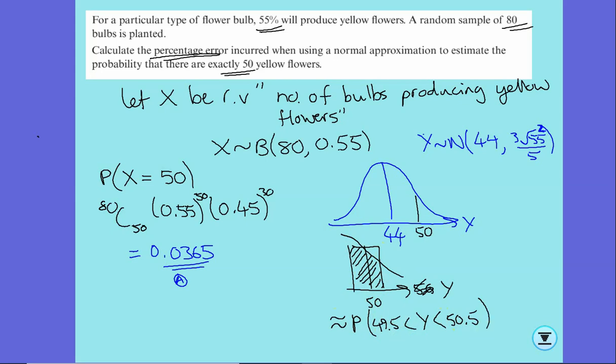Let's work this out. Menu 7, 2. You've got your lower, you've got your upper, standard deviation. I'm just going to type this bit in here, okay? So I'm just going to do 0.6 root 55. It's actually a really nice idea to store that in your calculator as well. It's roughly 4.4497, and the mean was 44. Okay. And that gives me an answer of 0.0362 to 4 dp. I'm just going to store that as B.